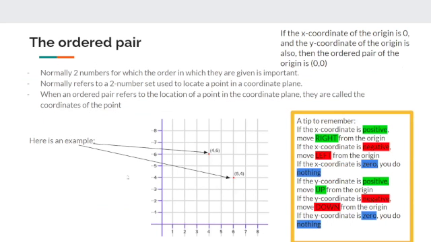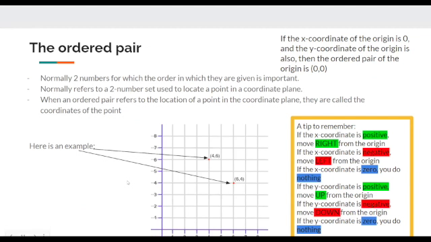The ordered pair. Normally, two numbers for which the order in which they are given is important. The ordered pair normally refers to a two-number set used to locate a point in a coordinate plane. When an ordered pair refers to the location of a point in the coordinate plane, they are called the coordinates of the point. It's kind of logical.